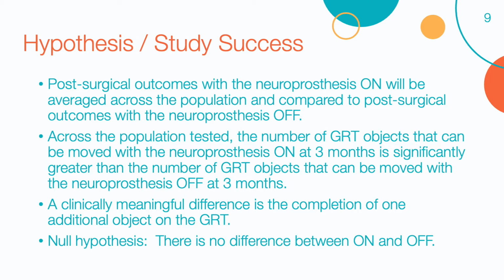However, based on the GRT, our primary outcome measure, we hypothesize that across the study participants, the number of GRT objects that can be moved with the neuroprosthesis on at 3 months is significantly greater than the number of GRT objects that can be moved with the neuroprosthesis off at 3 months. Additionally, a clinically meaningful difference for an individual study participant is the completion of 1 additional object on the GRT.